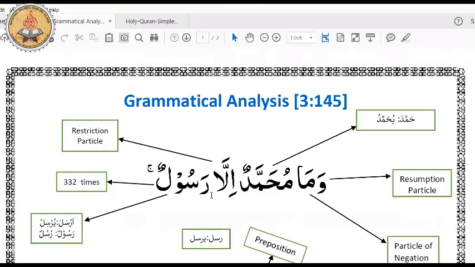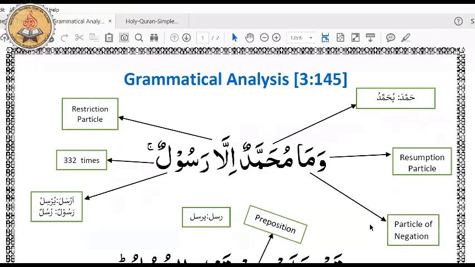By the grace of Allah, today we are going to explore and analyze grammatically verse number 145 of chapter 3, Surah Al-Imran. So we start from right. A'udhu billahi minash shaitanir rajim. وَمَا مُحَمَّدٌ إِلَّا رَسُولٌ.